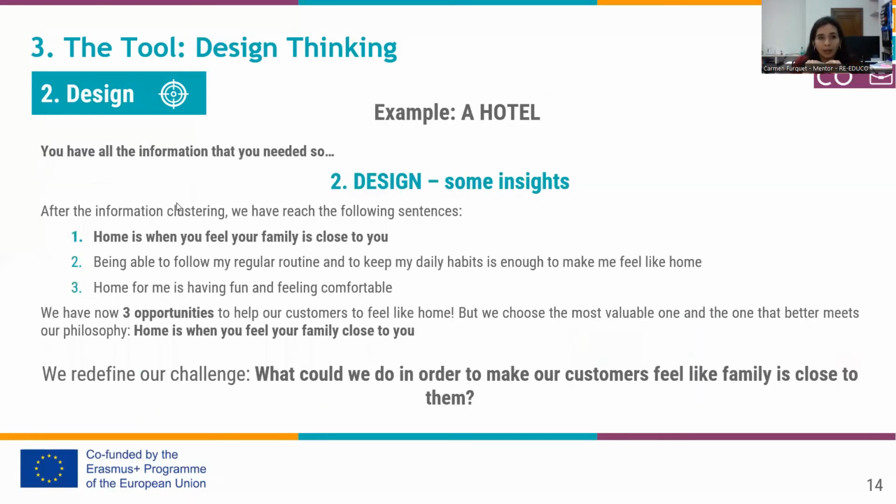So following our example, once we have all the information and we start with the design phase, imagine that you have performed all this clusterization of the information. So we have reached three sentences, and these three sentences are: home is when you feel that your family is close to you; being able to follow my regular routine and to keep my daily habits is enough to make me feel like home; and home for me is having fun and feeling comfortable. So we now have these three opportunities, and we have to choose the best one, or the one that meets our philosophy and values. According to that, we choose that home is when you feel like your family is close to you.